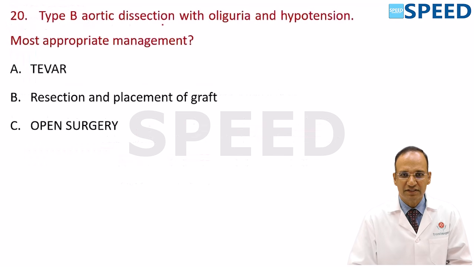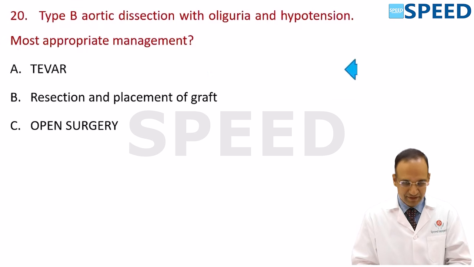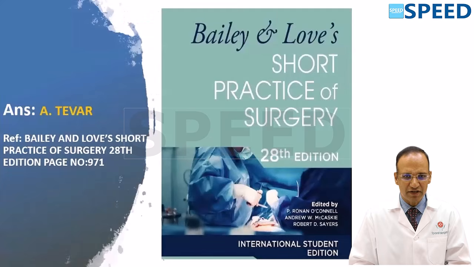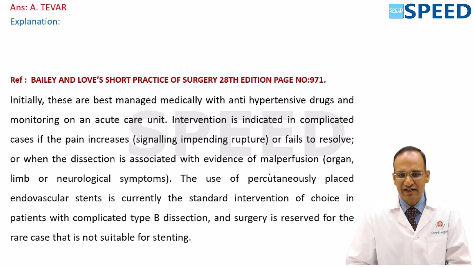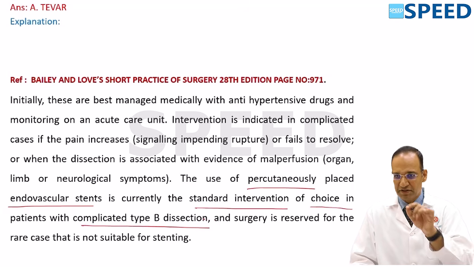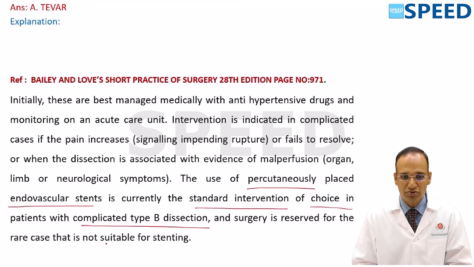Type B aortic dissection with oliguria and hypotension, the most appropriate management will be endovascular repair. It is very clearly said that the use of percutaneously placed endovascular stents is currently the standard intervention of choice in patients with complicated type B dissection, because it is complicated. The patient presenting with hypotension is symptomatic, and surgery is reserved for rare cases not suitable for stenting.